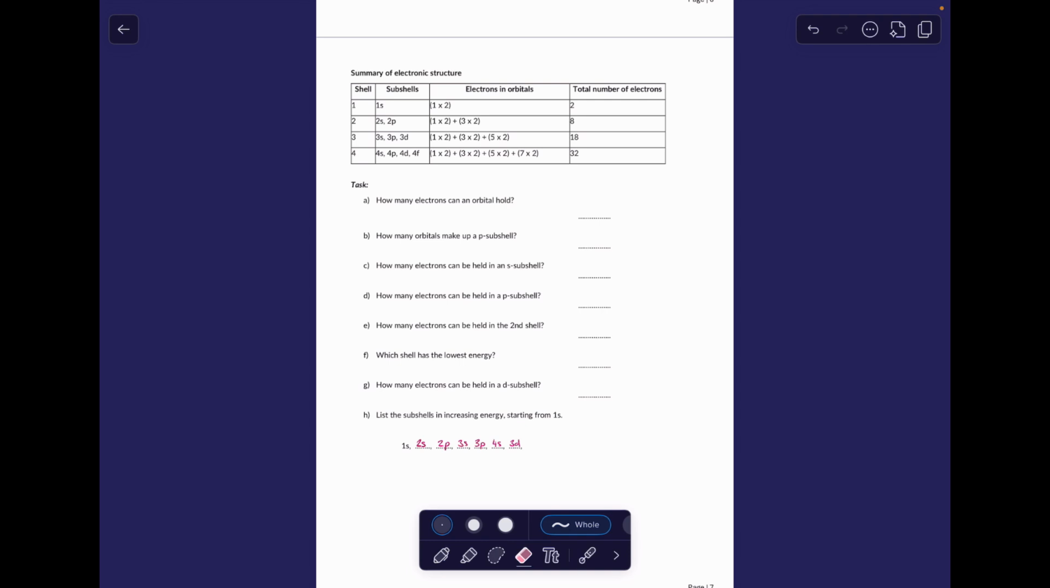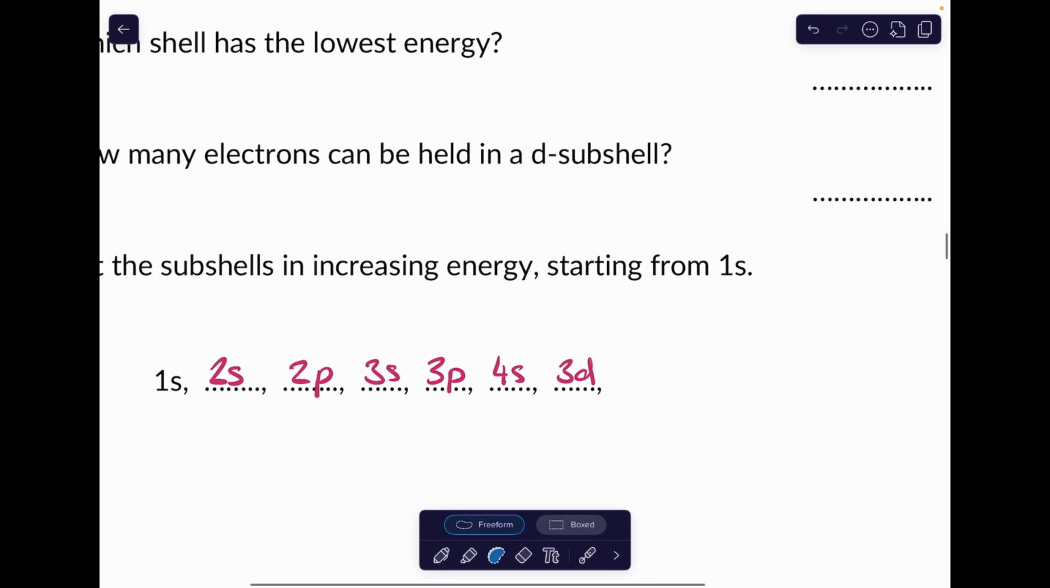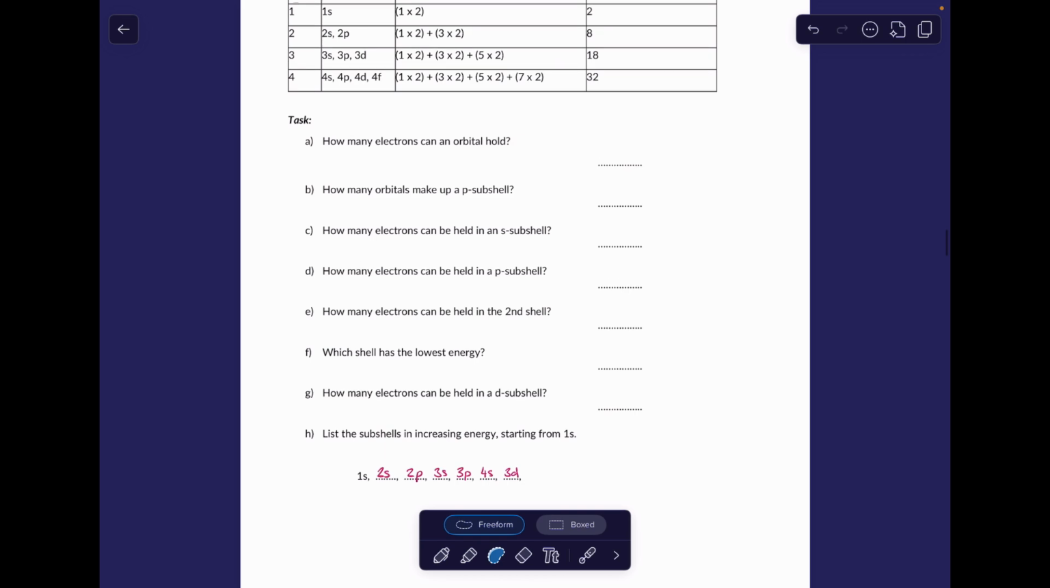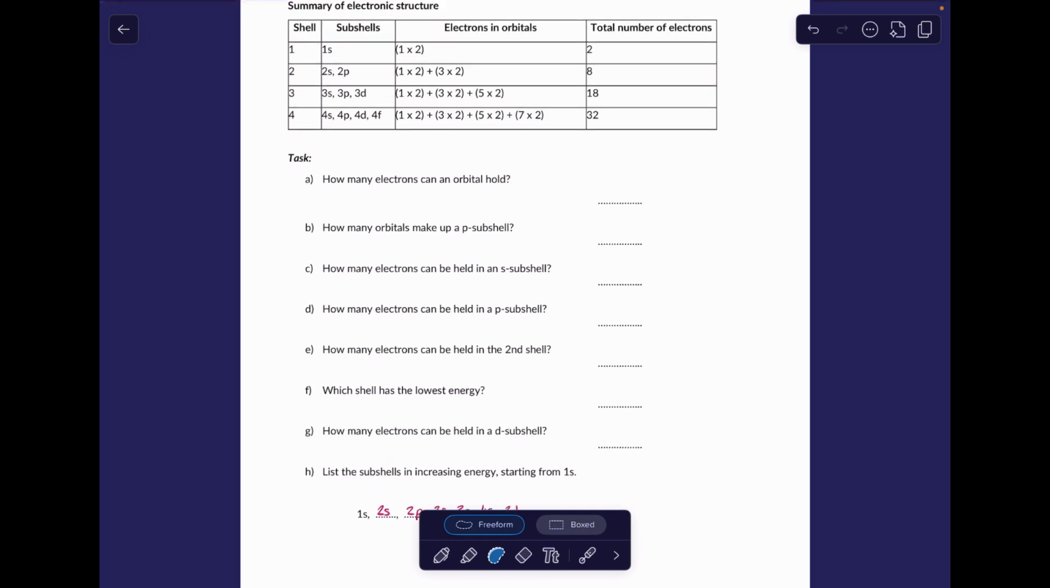I have listed them down here for you as the correct order, and I would just like you to learn the correct order. I don't want you to get this bit wrong, so I have given you the answer, and I would like you to copy this one out. Note here that the 4s comes before 3d. That's going to be really, really important every time we do this. Pause the video, have a go at this task, and then I'm going to move on to the next section.